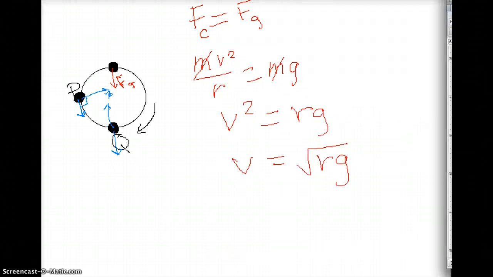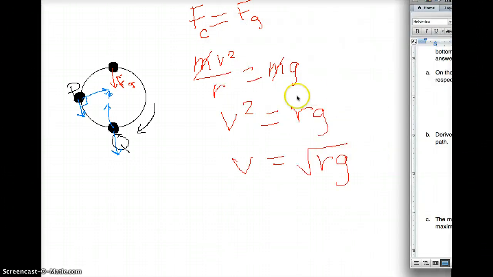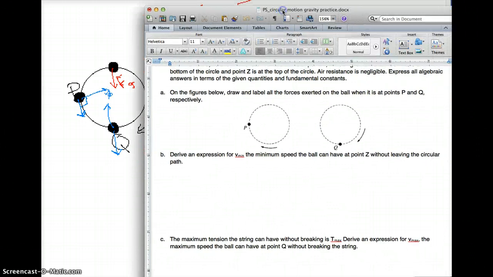Part C asks, the maximum tension the string can have without breaking is T max. Derive an expression for the maximum velocity the ball can have at point Q without breaking the string. So point Q is going to be this bottom point here.